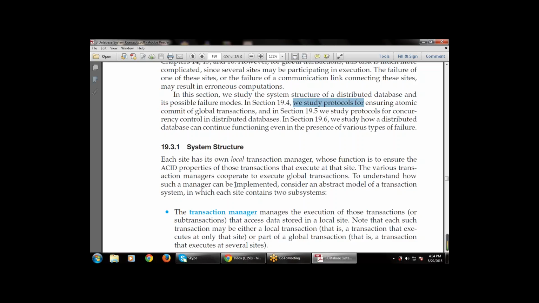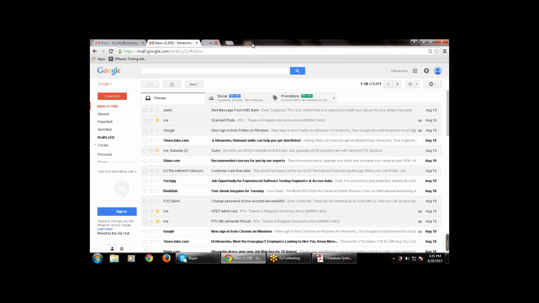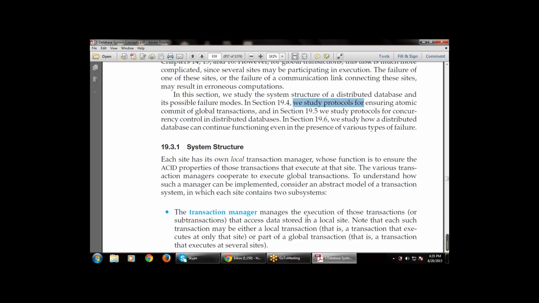The various transaction managers cooperate to execute the global transactions. So there are multiple managers that cooperate on the global transaction. To understand how this can be implemented, consider that each site has two subsystems. First is the transaction manager, which manages the execution of those transactions that access data stored in the local disk. Whenever data is accessed, there is a transaction manager that manages the execution of every transaction at the local site.